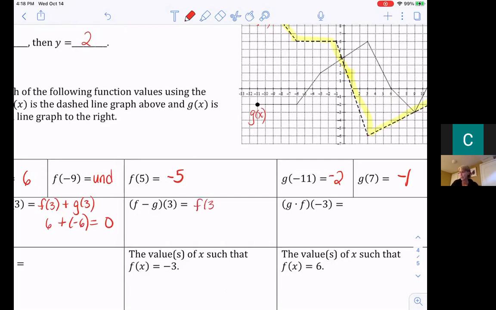F of 3 minus G of 3. F of 3 was 6. G of 3 is, so minus negative 6 equals 12.